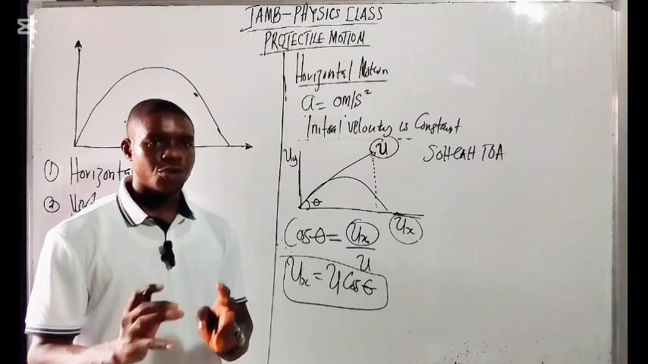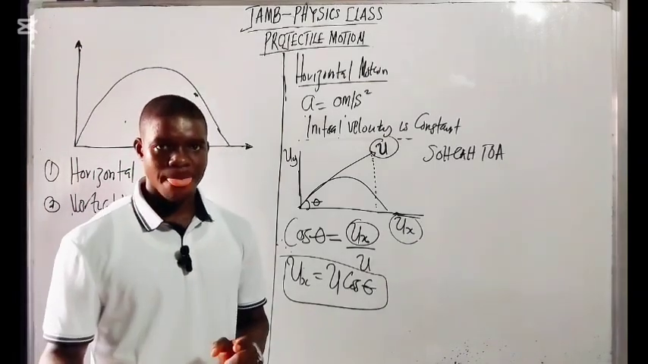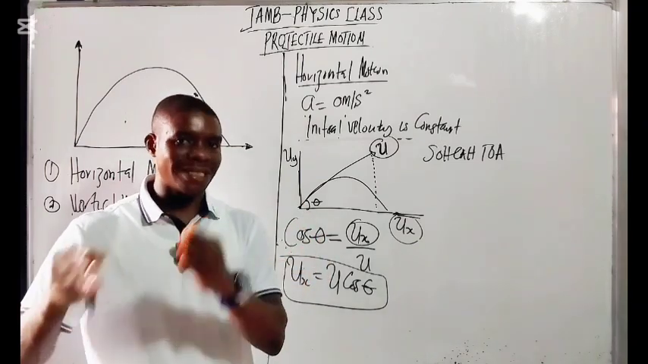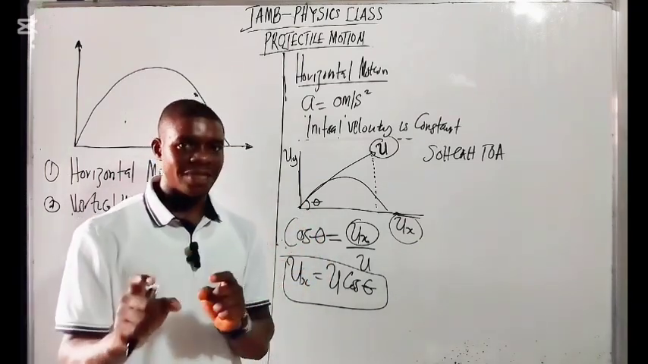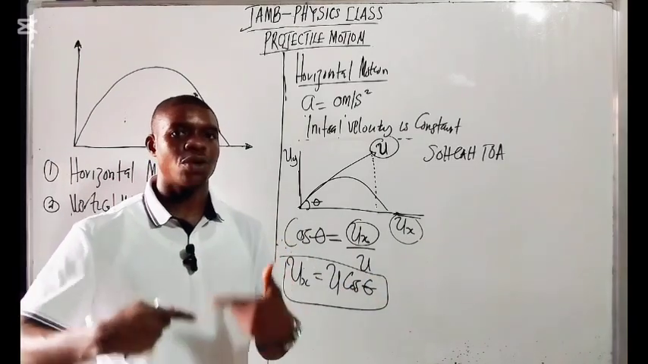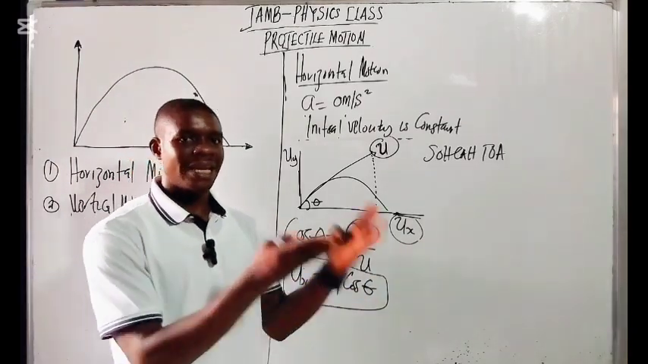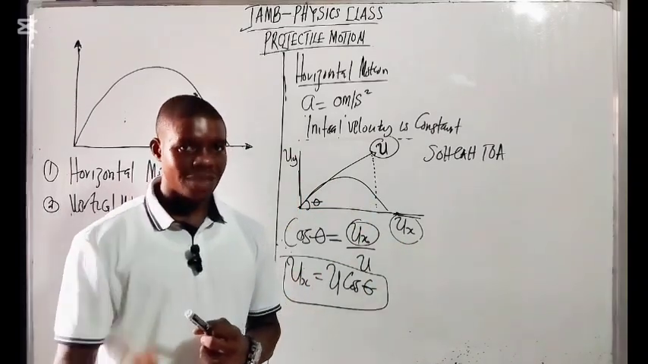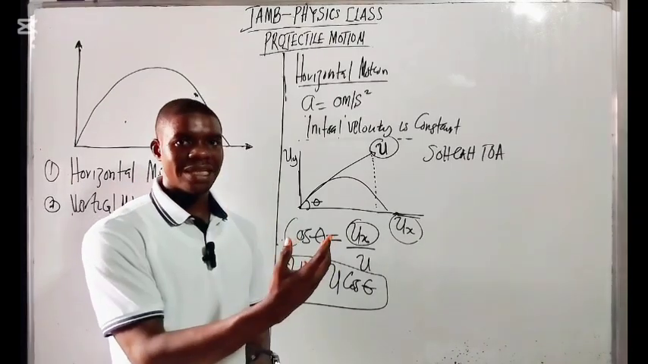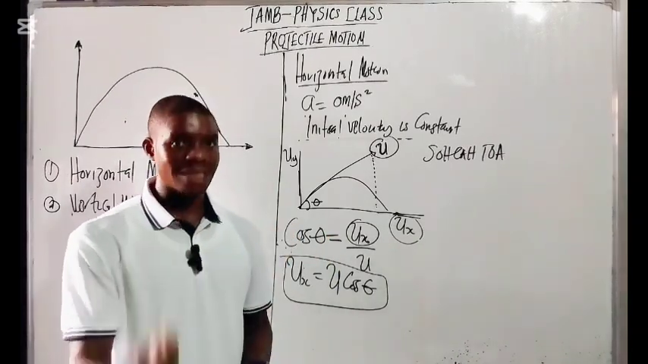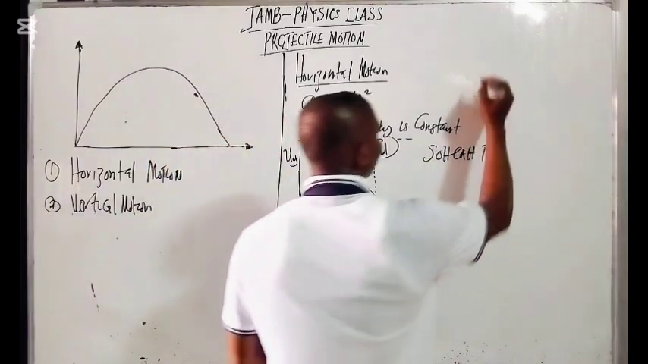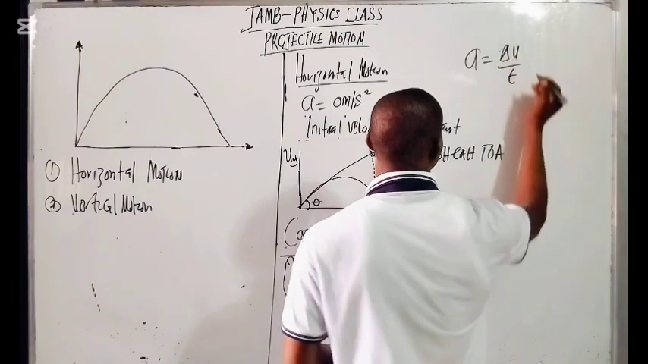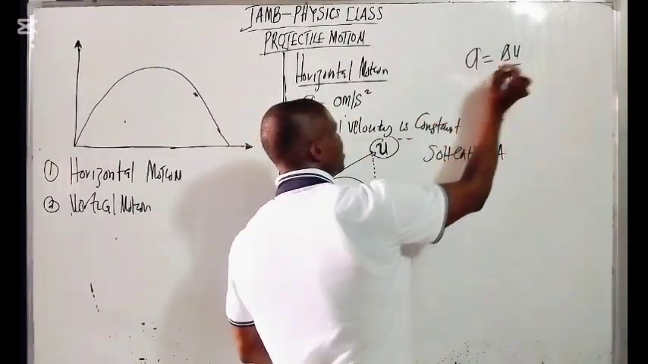So now in horizontal motion, you understand that there is no acceleration, because the acceleration that acts on a projectile is g, acceleration due to gravity, and acceleration due to gravity does not have an effect on horizontal motion. So that's why I say that acceleration is always equal to 0. Now if acceleration is always equal to 0, there is uniform velocity. The initial velocity is going to be constant, because a equals change in velocity over t. So if this is 0, then it's going to be constant.